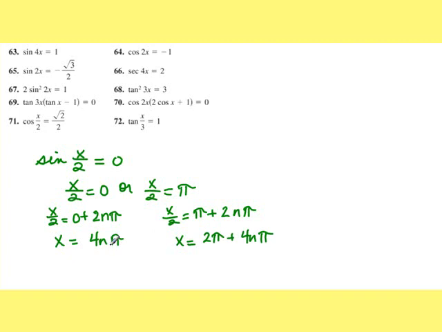So if we get 4n pi or 2 pi plus 4n pi, those would be the solutions that we need for that. Okay, so that's just really an added step. It's called multiple angle because you've got to set the expression inside equal to the values that you really get for the sine or cosine.